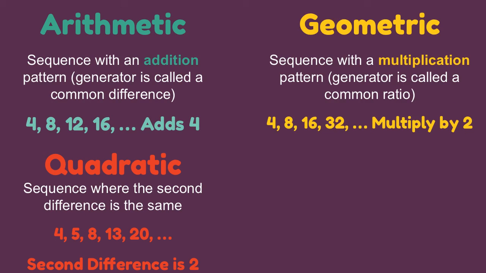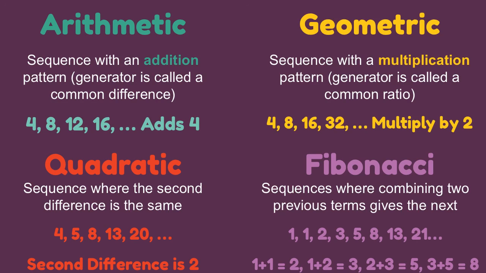The next example was an example of a quadratic sequence. This was the type where you don't add the same number every single time, but if you look at that second layer in the pattern, it is the same every single time. And then finally, the last sequence we looked at is called the Fibonacci sequence. The way that the Fibonacci sequence works is that if you combine the first two numbers together, it'll give you the next term. So for example, if you add 1 plus 1, it's going to give you 2. Or if you add 5 plus 8, it's going to give you that 13.